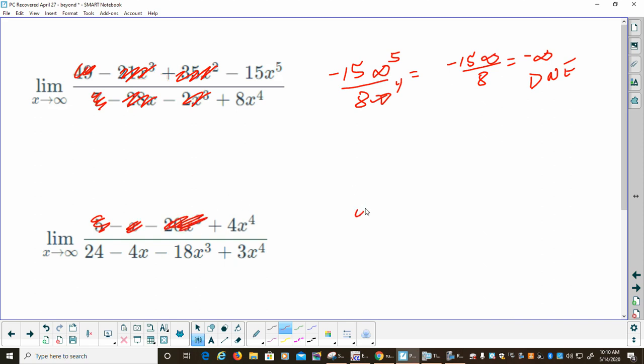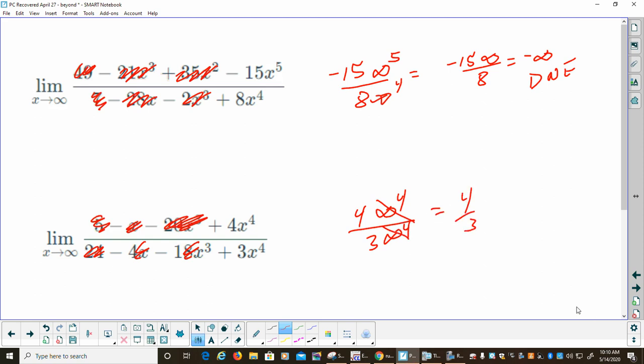So you're left with 4, now do the substitution, infinity to the 4th over 3 infinity to the 4th, and the rest all cancel out. These are the same size, they're canceling out, so you're left with 4/3.